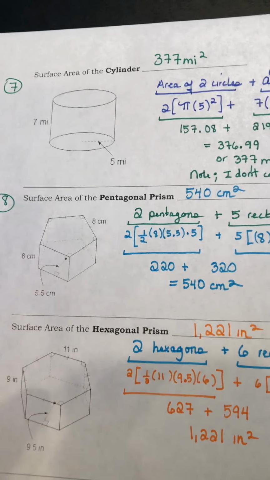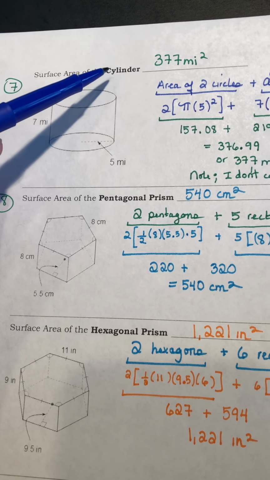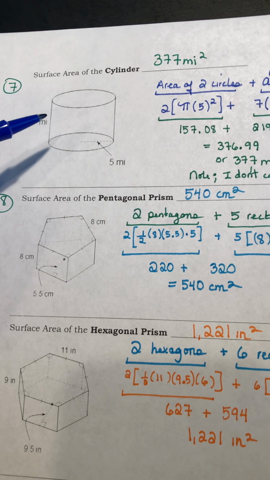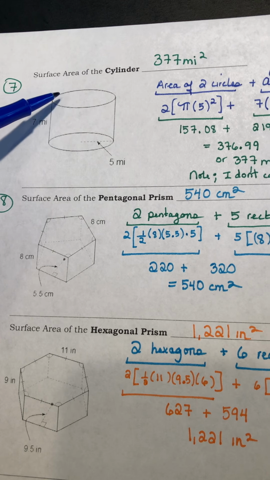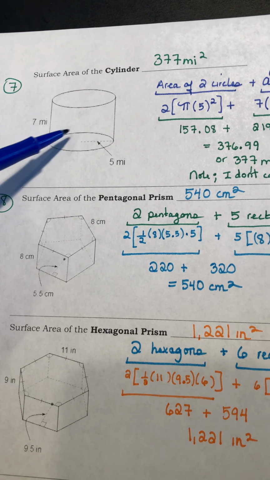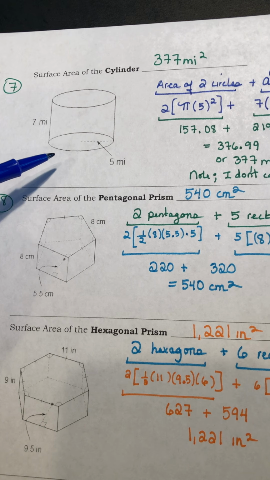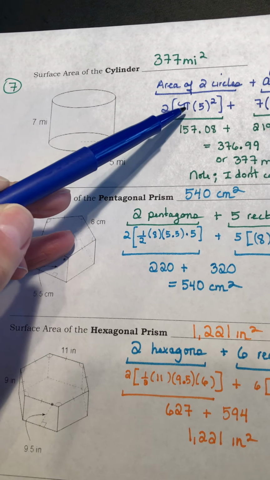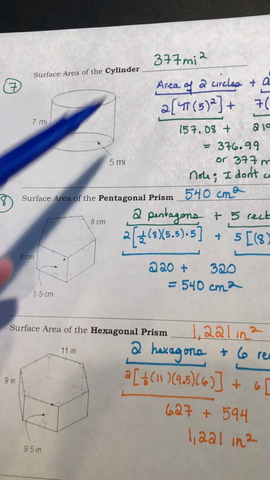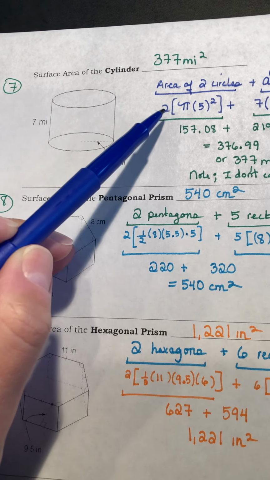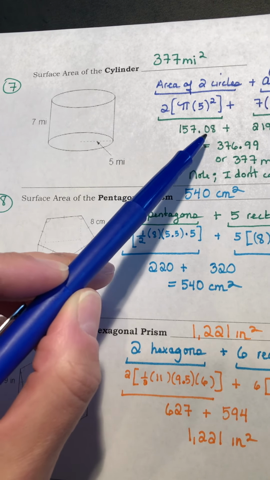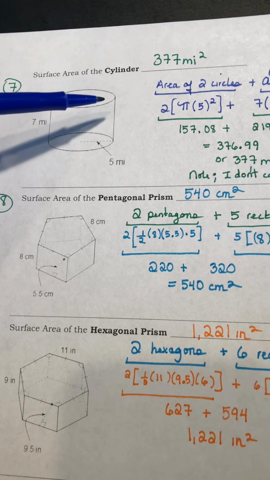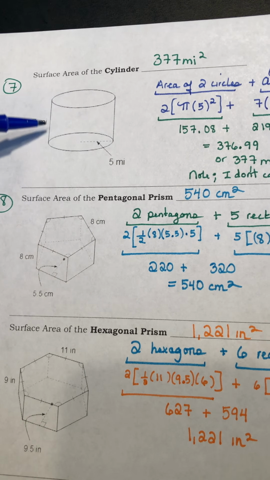Let's talk about how to find the surface area of a cylinder. So the surface area is the area of all of the surfaces, and you can see right away that we have a circle on the top and a circle on the bottom. So to find the area of a circle, the formula is pi r squared. So that's what I have here, pi r squared. Okay, and radius is 5. But because there's 2 circles, I'm going to multiply that by 2. So that's how I'm getting the 157.08.